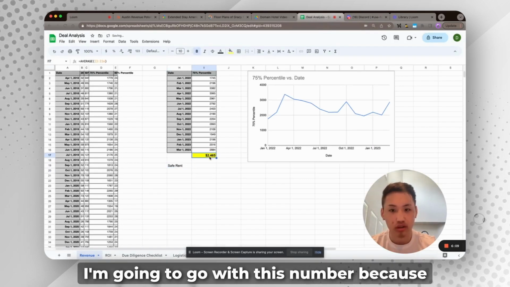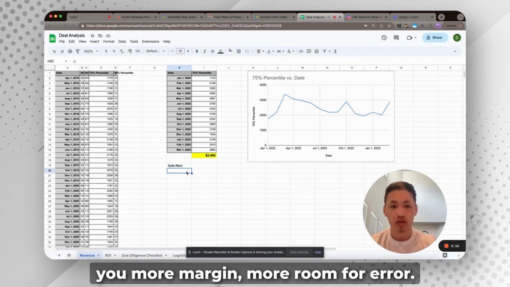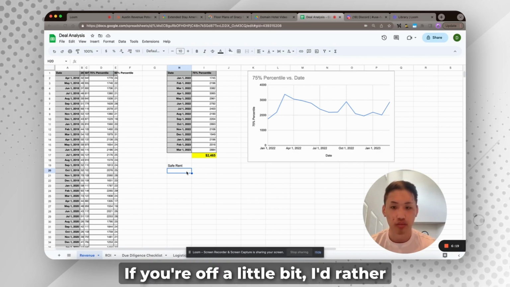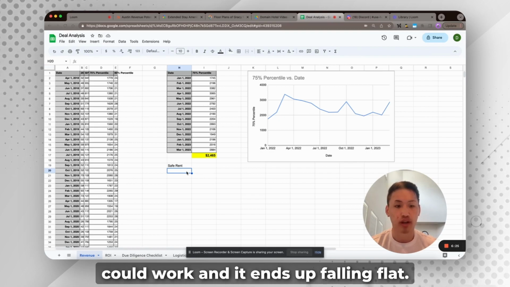Max rent is $1,391. Now, if I do the same math here, we can do safe rent. I'm going to go with this number because it's more conservative, right? Whenever you do projections, you want to go more conservative because it gives you more margin, more room for error, right? If you're off a little bit, I'd rather a deal still work with conservative numbers than assume optimistically that a deal could work and it ends up falling flat, right?